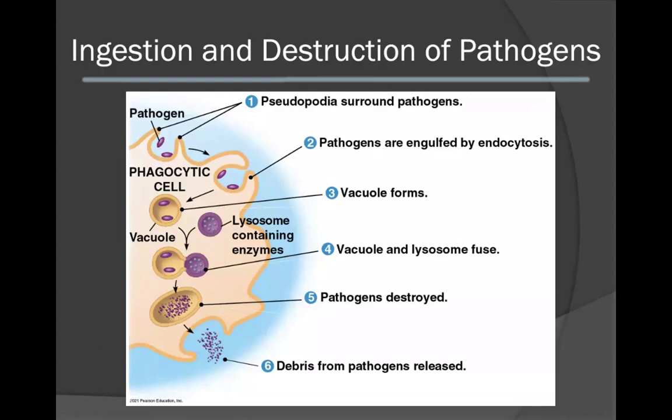This diagram depicts the ingestion and destruction of pathogens in general. A phagocytic cell will extend out pseudopodia or false feet that will surround the pathogen. This will then cause the pathogen to become engulfed by the process of endocytosis. Once the pathogen is brought in, a vacuole will form around the ingested material. This vacuole will then fuse with a lysosome. This will then release hydrolytic enzymes into the vacuole containing the pathogens, which will lead to the destruction of the pathogens. The debris from the digested pathogens will then be released into the environment.